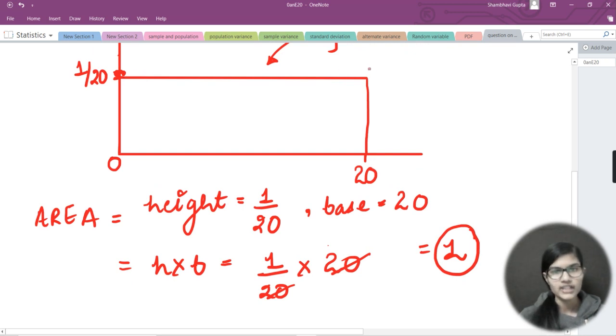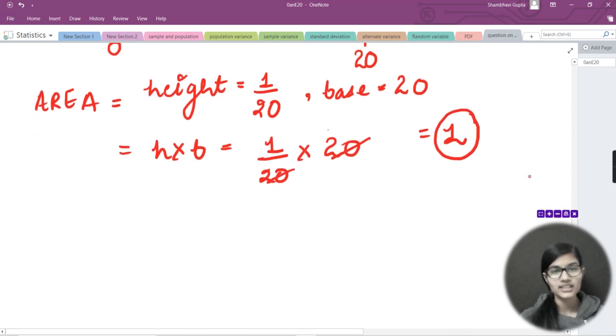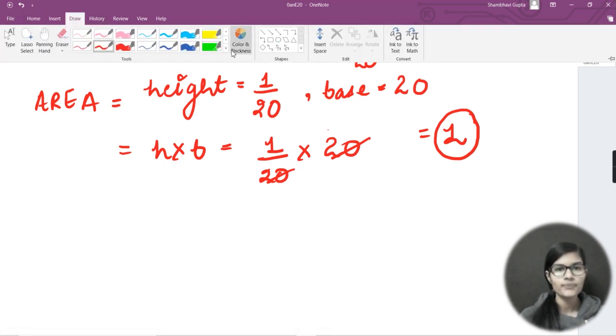So right, this is my PDF, right? I have fx is equal to 1 by 20. So the whole area under this is 1. So this was the thing, and once more listen to the line which I am saying: the area under the probability distribution function has to be 1. Okay, so this is the main thing. Now let's move towards the sub questions which we have here.